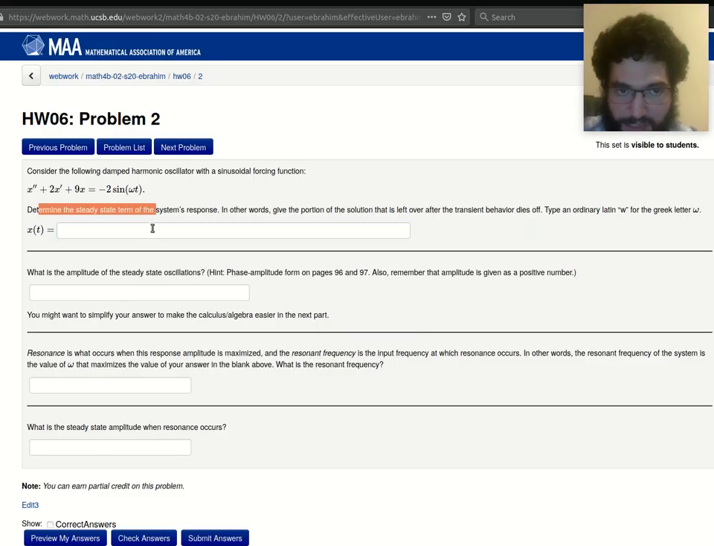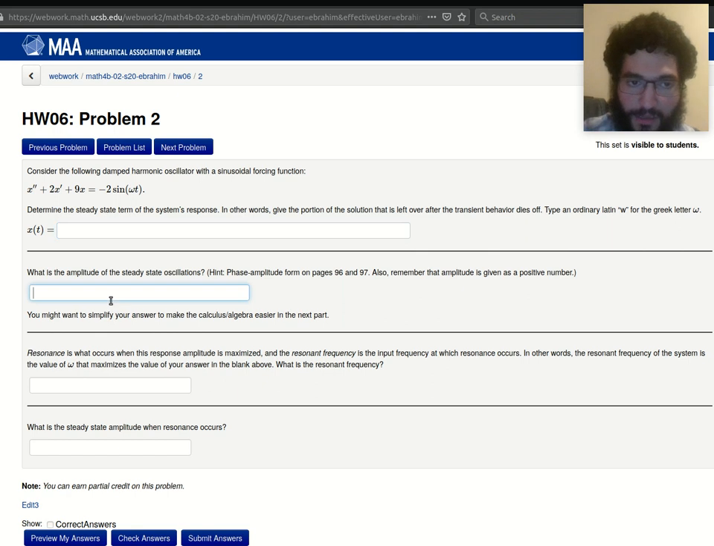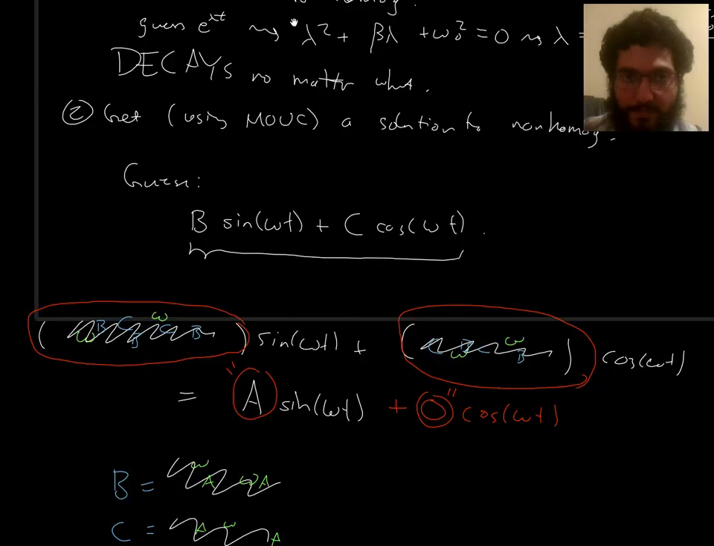So you only have to give the steady state part. This says determine the steady state term. So you only have to provide that. Then what is the amplitude? So you just write things in phase amplitude form. Then you try to maximize that amplitude. So you see what would maximize it. That was easy to do.